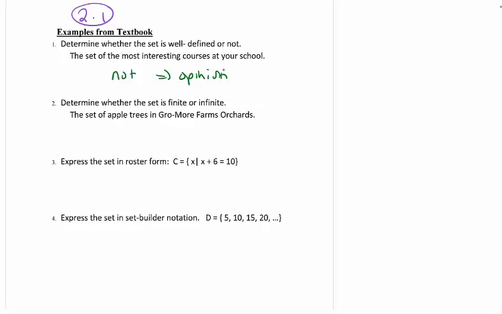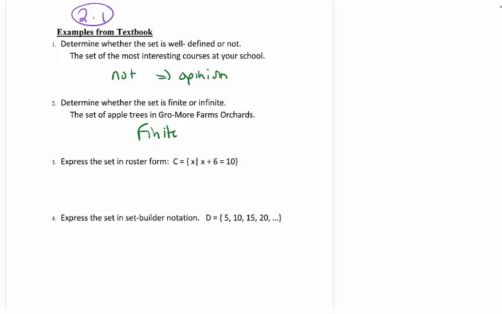Number two, determine whether the set is finite or infinite. Here we say the set of the apple trees in Growmore Farms orchards. This should be finite. I don't tell you that you're going to go out and actually count them, but you could go out and count them. And actually the person that is growing should know how many they have out there. Just be careful. It's not asking whether you will go and count. It's asking, could you go out and count and get to an endpoint? If we're talking about infinity, there's never an endpoint because you can keep going. But for a finite piece, there will be a stopping point for when you get to that actual final piece.